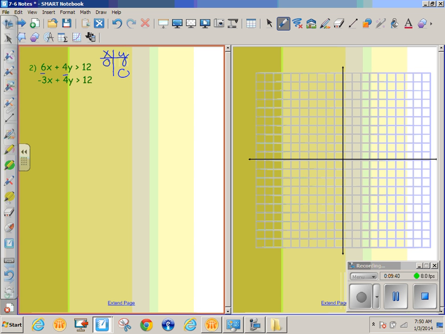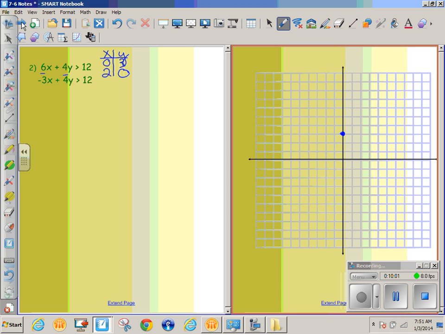So when I substitute in 0 for x, then that would mean 4 times 3. That's going to give me (0, 3) as my y-intercept. And then to substitute in 0 for y, 6 times 2 would give me 12. Okay, so (0, 3), 0 over, 3 up. Make sure you graph this correctly, and then (2, 0).